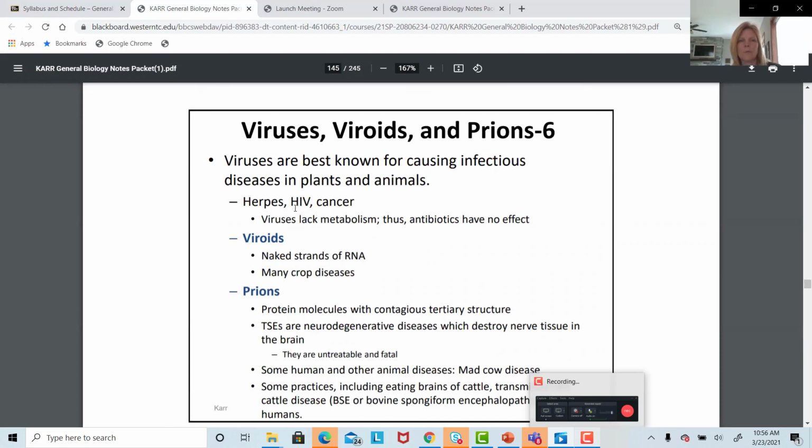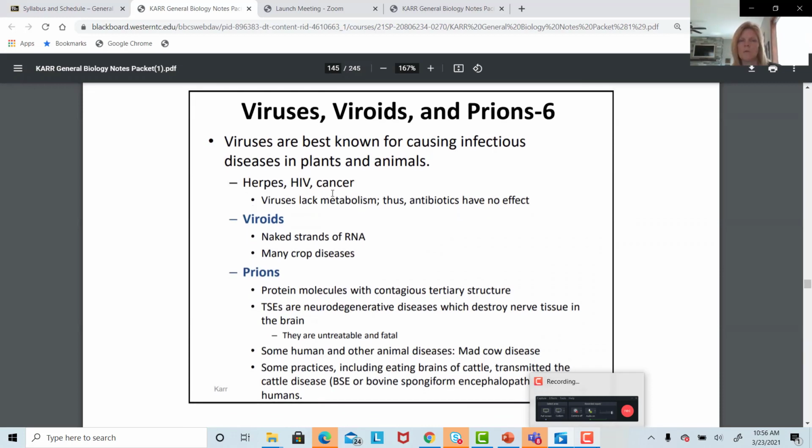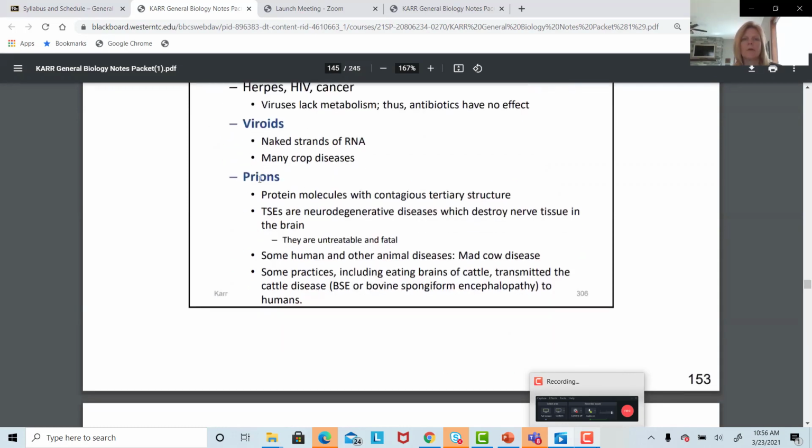So when we look at things like herpes, HIV, and cancer, these are the most common viruses that infect humans, and we cannot use antibiotics to treat those illnesses, so we have to use powerful antiviral agents. Prions, you may have heard of that. These are small little protein molecules, very small particles, derivatives of viruses. Same thing with viroids. Viroids are naked strands of RNA, so they don't survive very readily in the environment, but they do survive in living organisms and can be transmitted among them.